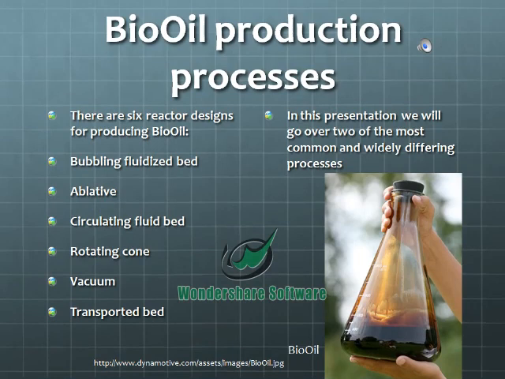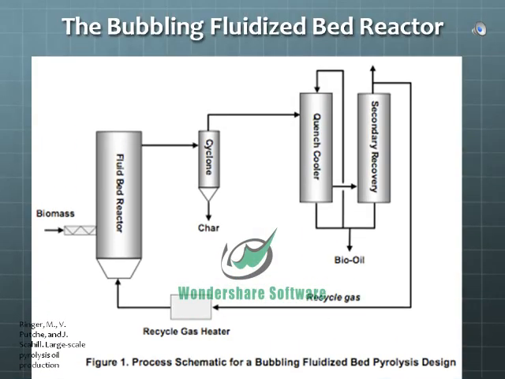There are 6 reactor designs for producing bio-oil: bubbling fluidized bed, ablative, circulating fluid bed, rotating cone, vacuum, and transported bed. In this presentation, we will go over the use of the bubbling fluidized bed and the ablative process. A process schematic for the first process, the bubbling fluidized bed reactor, is shown here.